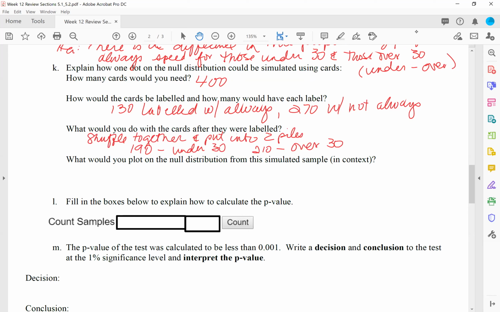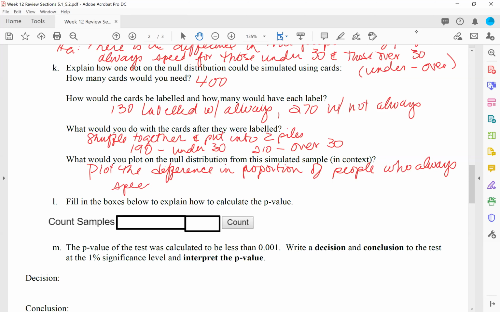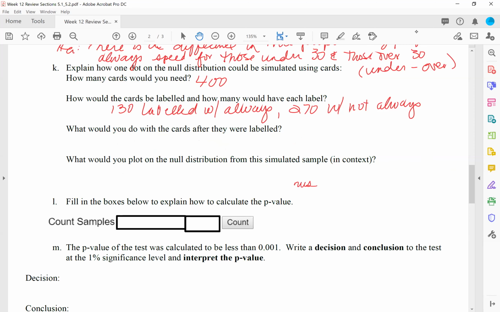Because for this distribution, we're plotting the difference in proportion of people who always speed for under 30 minus over 30.